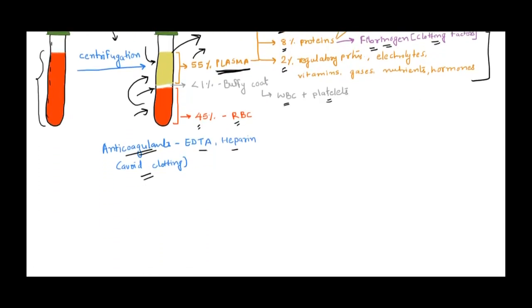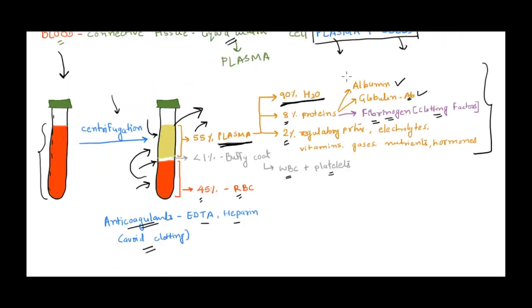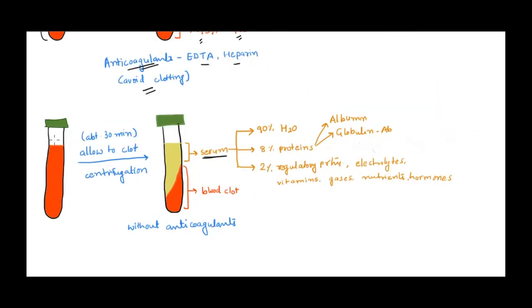Now what is serum then? Serum is nothing but the same thing, devoid of fibrinogen. Everything is the same, but there is no fibrinogen present in the serum. So what I am saying is, we take the blood sample and allow it to clot. Just keep it there for about 30 minutes. What will happen? The blood will start clotting.